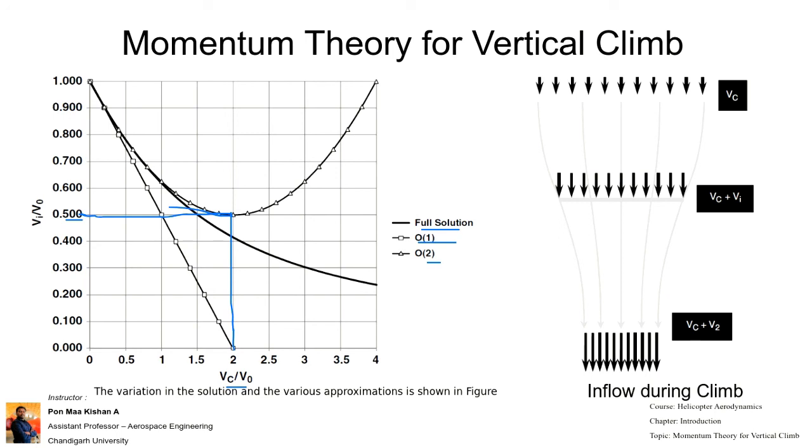So the term I am writing from here itself: Vi by V naught is correspondingly equal to 0.5, or we can say 1 by 2. So Vi will be half V naught. For the helicopter, if you are comparing the climb and hovering condition, the climb just requires half of the velocity induced in the rotor blade.